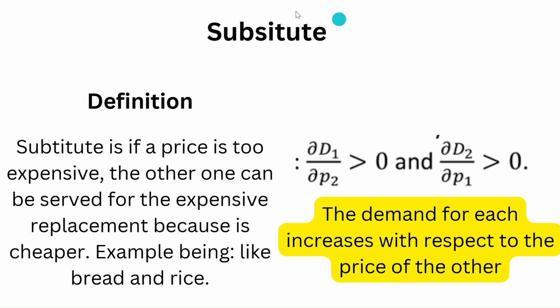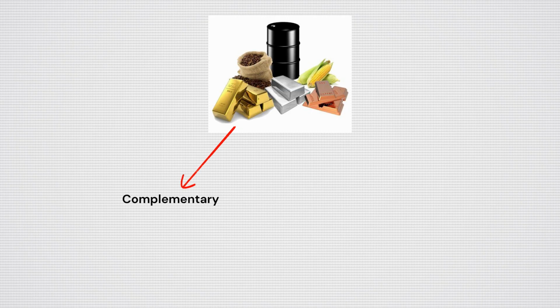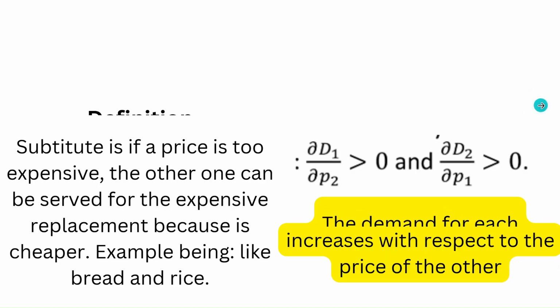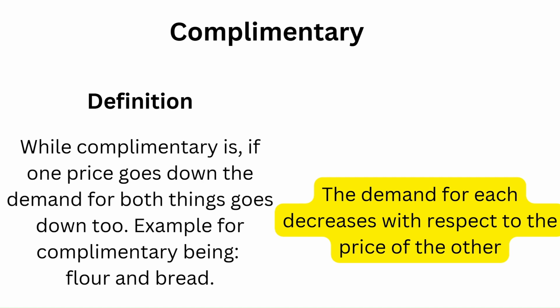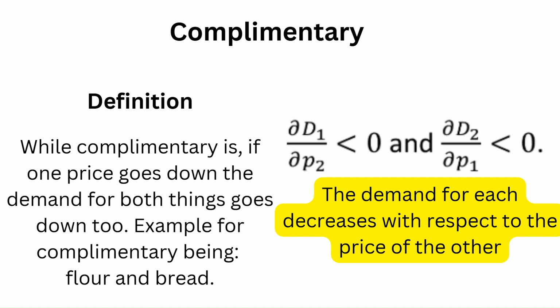∂D1/∂P2 is more than 0 and ∂D2/∂P1 is more than 0. Complementary. While for complementary, if one price goes up, the demand for both goes down too. Example for complementary is like flour and bread. The demand for each decreases with respect to the price of the other. ∂D1/∂P2 is less than 0 and ∂D2/∂P1 is less than 0.